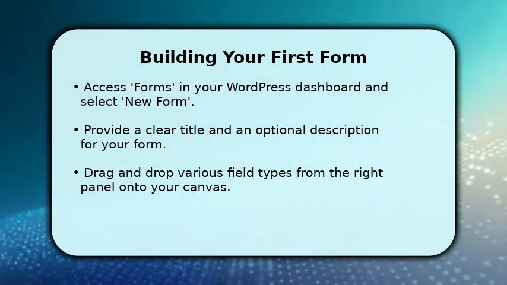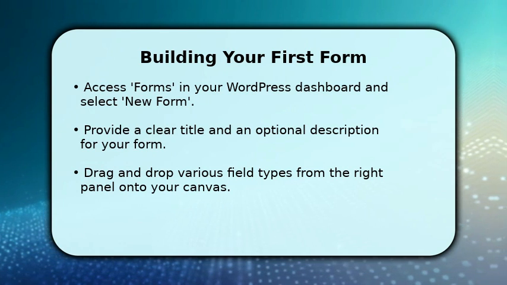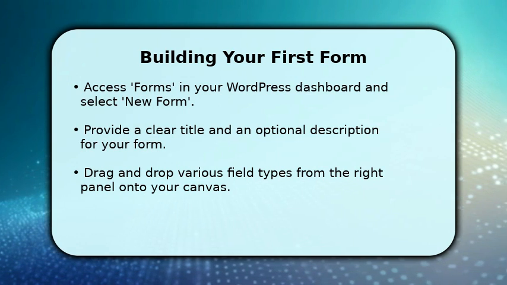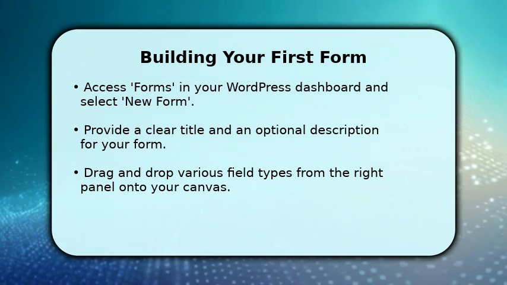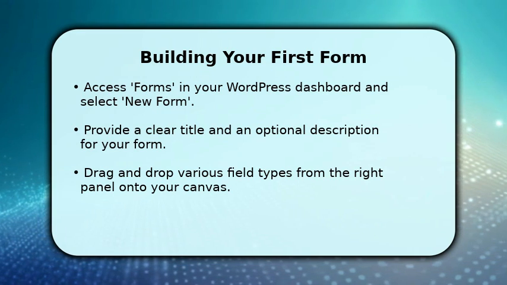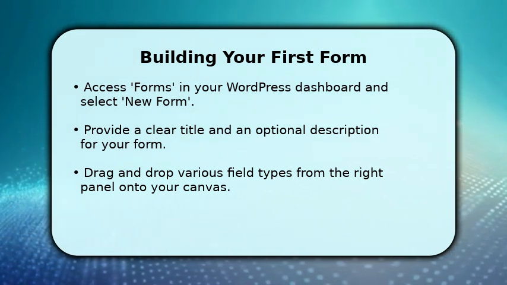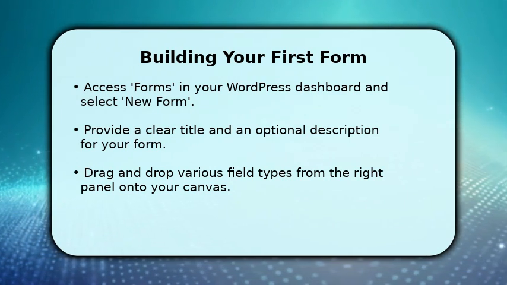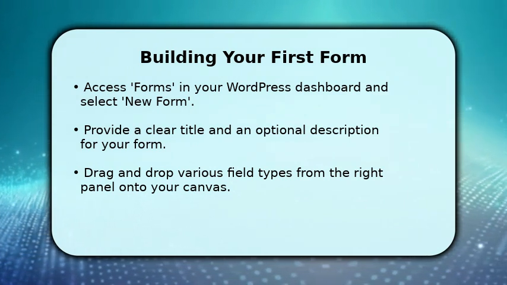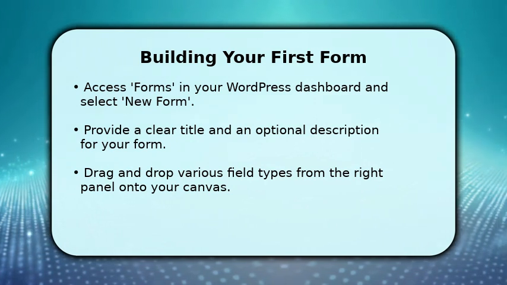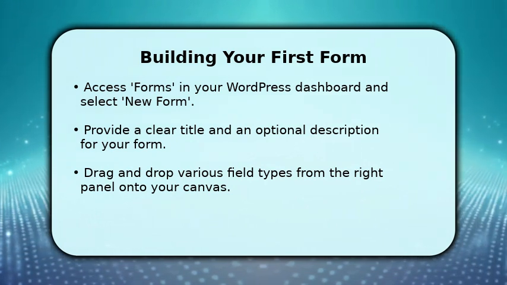From your WordPress dashboard, navigate to Forms and click New Form. Give your form a descriptive title and an optional description to help you identify it later. The intuitive drag-and-drop interface allows you to easily add fields like text boxes, drop-downs, and checkboxes. You can then customize each field's settings, such as its label, placeholder text, and whether it is a required field.